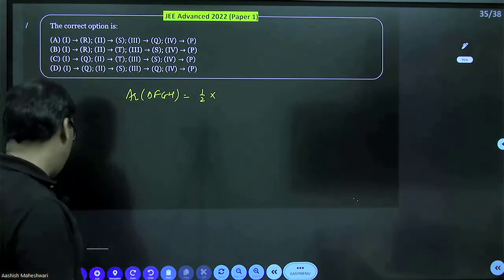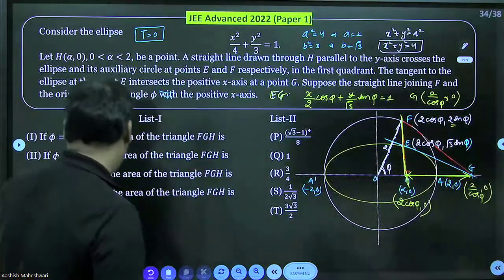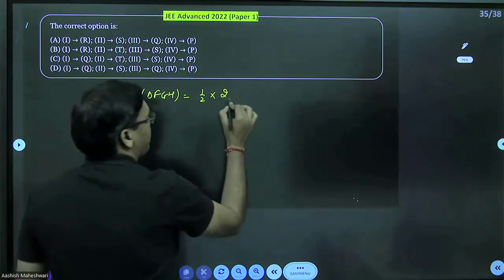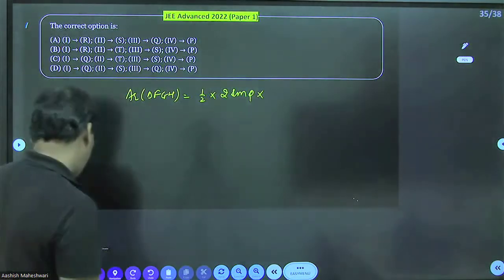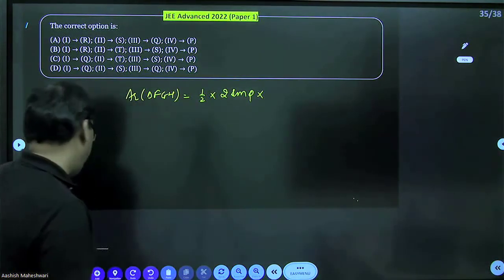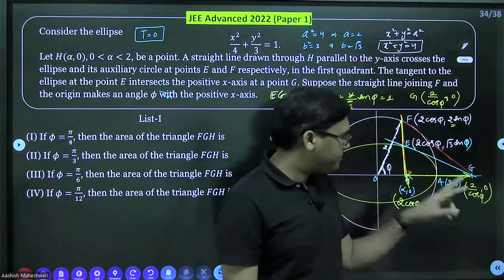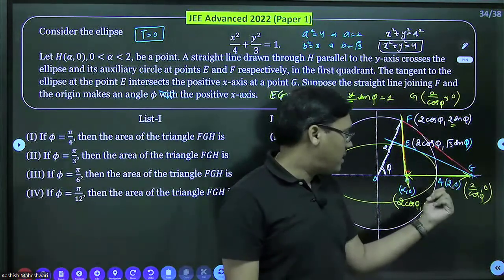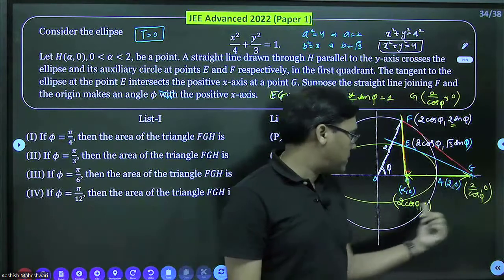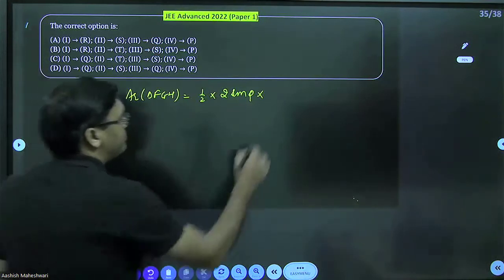Height, what is the height of this? You can see this is the height, 2 sin phi. So I can say this is 2 sin phi into, this is, what is the distance, what is this distance? You can see this is 2 by cos phi minus 2 cos phi.